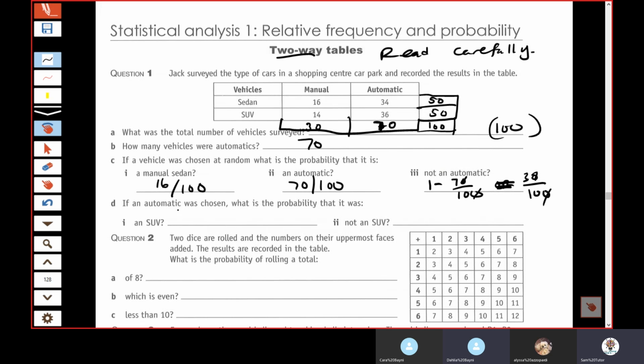If an automatic was chosen, see there? Look at that question. Read that compared to C. If a vehicle was chosen, okay. If an automatic was chosen, so how many automatics do you have? 70. And then obviously, what is the probability it was an SUV? 36. Like that. Not an SUV. 34.